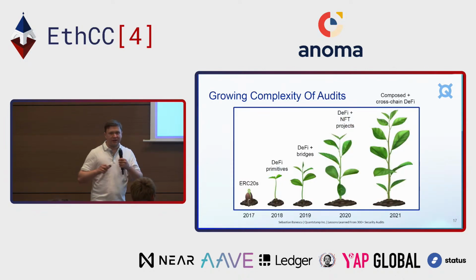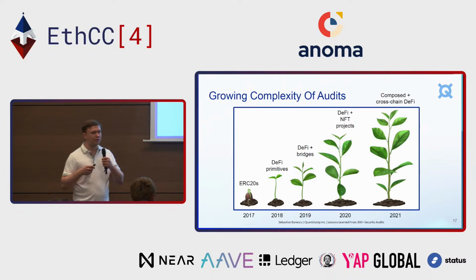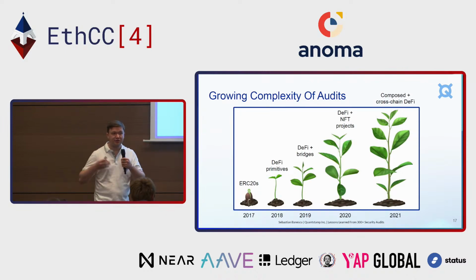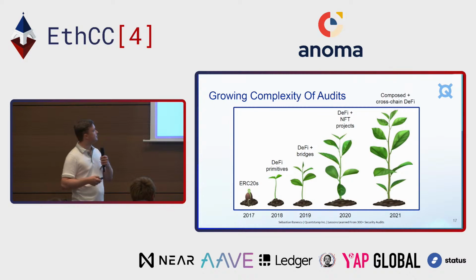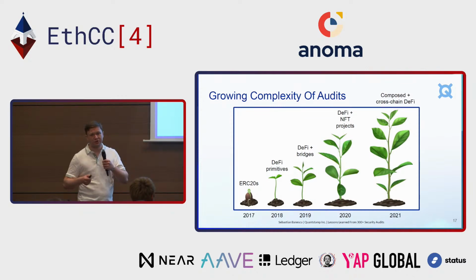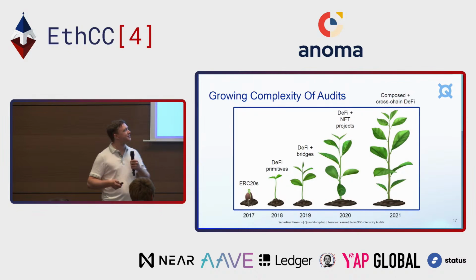Before we go into that, I wanted to give you an idea of how the space has evolved over the years. When we started in 2017, there were just ERC20 audits. In 2018, we started seeing the first DeFi primitives in addition to those ERC20 audits. 2019, much more DeFi. We saw also a bunch of bridges, really diverse 2019, I would say. 2020, DeFi summer, a lot of NFT projects as well, really exciting. But complexity grows, right? And this year, we're seeing massive complexity with all this composability, with cross-chain DeFi, it's quite overwhelming, given that there's so little documentation and testing.